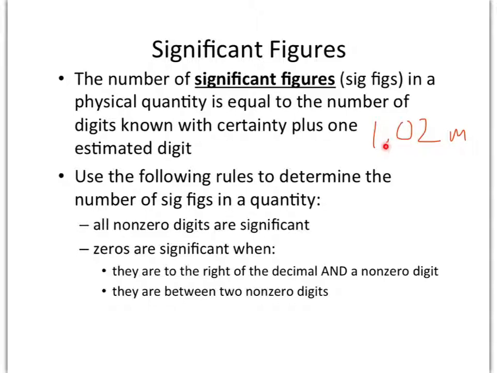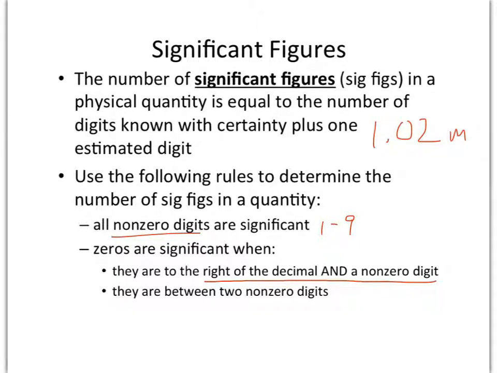The real question is, what digits are significant and what are not? Anything non-zero is significant. All right? 1 through 9 is always significant. You can always count on that. And sometimes zeros are significant as well, but it depends on when. Anything non-zero is significant. Zeros can be significant if they are to the right of a decimal and a non-zero digit.